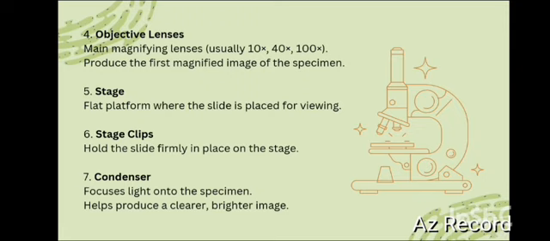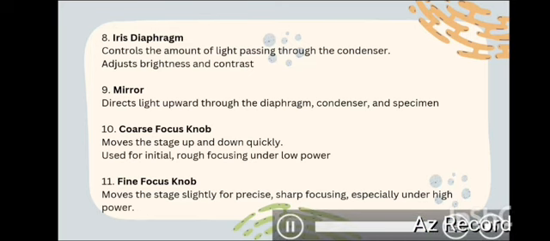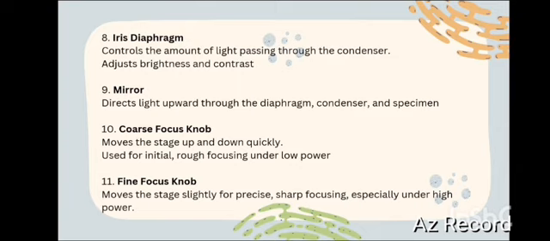Next is the condenser. It focuses light onto the specimen. It helps produce a clearer, brighter image. Next is the iris diaphragm. It controls the amount of light passing through the condenser. It adjusts brightness and contrast. There will be a lot of light coming from the mirror, and the iris diaphragm has to adjust the amount of light passing through the condenser. It can be a large amount or a small amount, but the iris diaphragm helps to control the amount of light falling on the condenser.